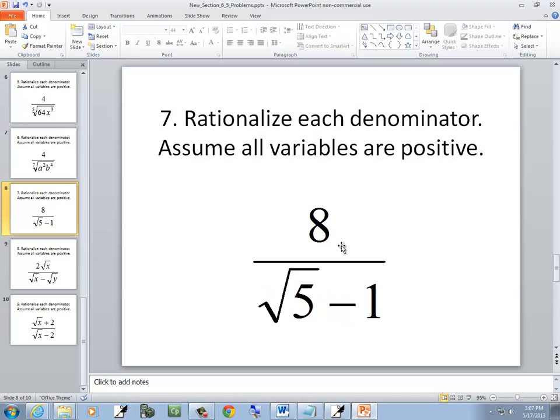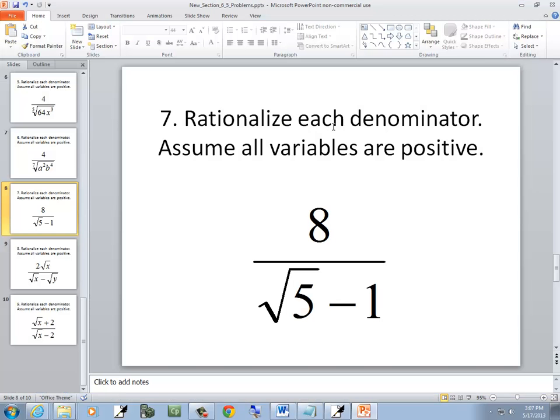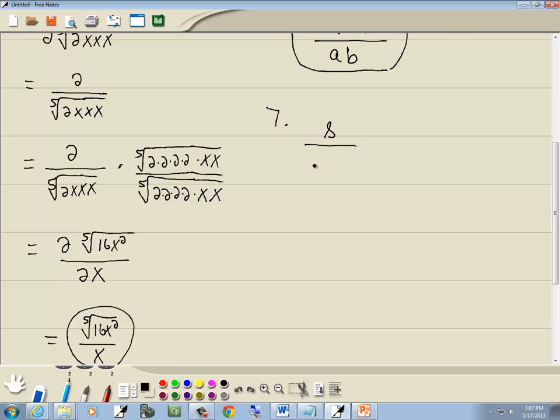Okay, let's look at this next one. This one's a little bit different. It has a different technique for getting rid of the radical downstairs. We got 8 over the square root of 5 minus 1. Now all these previous problems just had a single square root in the denominator. This one's different. We have a square root and a number.